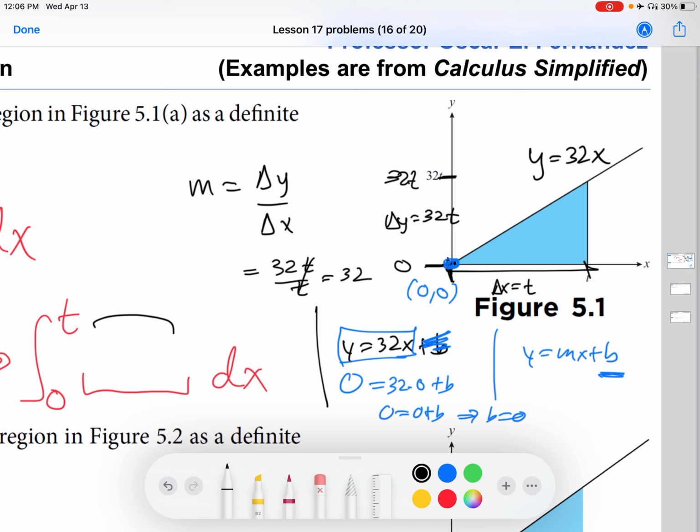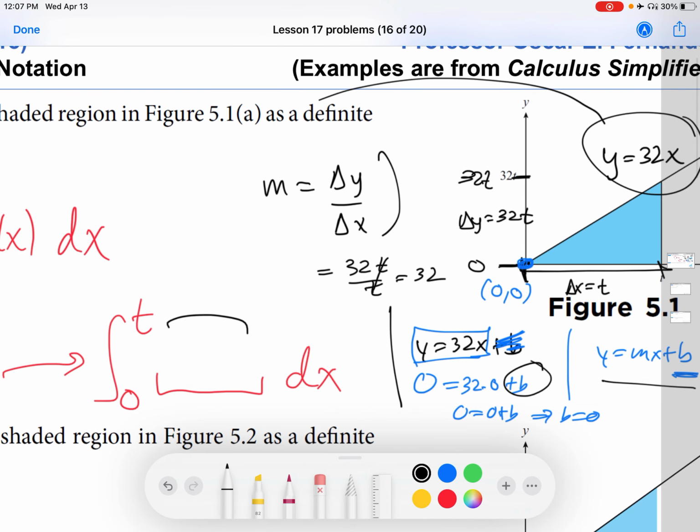There's a bunch of other ways you could do this, but I did want to try it this way so that I could get you to review simple things like how you find slopes, the y equals mx plus b form, and how you calculate b within that. All right, so now that we have the equation of the line, we're going to take that and plop it in here.